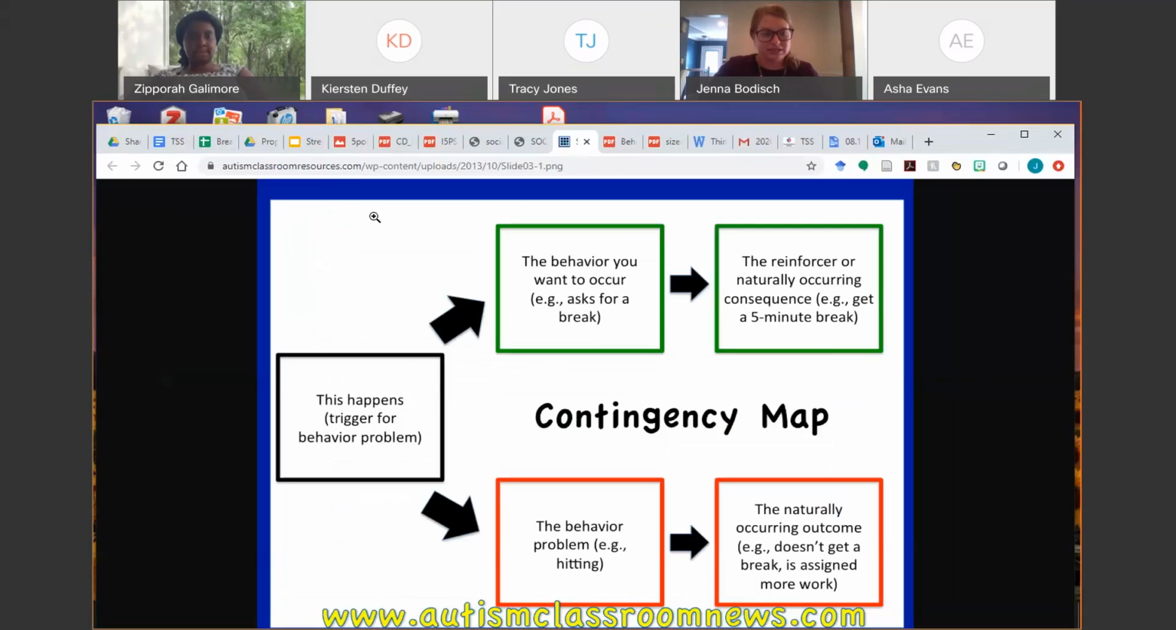Okay. This is called a contingency map. It does not need to be this positive and negative. Just wanted to use it as an example. Something happens, right? Up on the top, this is the situation. I act like this or I do this. And then this is the naturally occurring consequence. What happens after? Then the bottom, again, this person used it as a positive and negative. You don't have to do that. It could just be another behavior that you might display, another choice that you could make, and what happens after that.